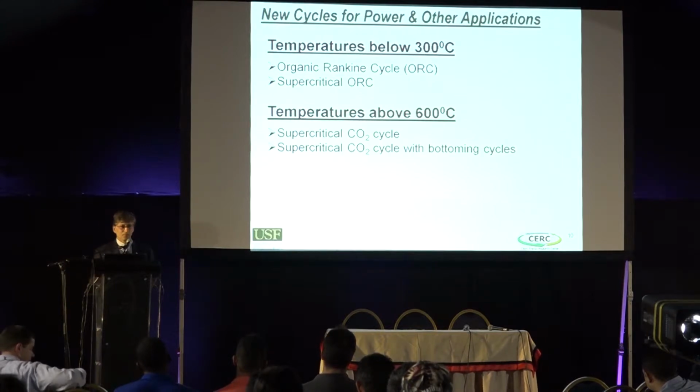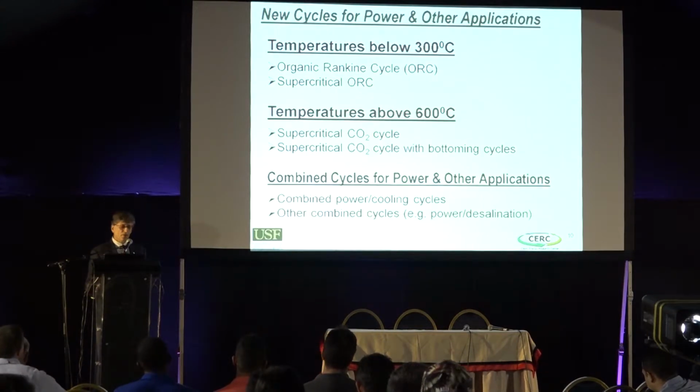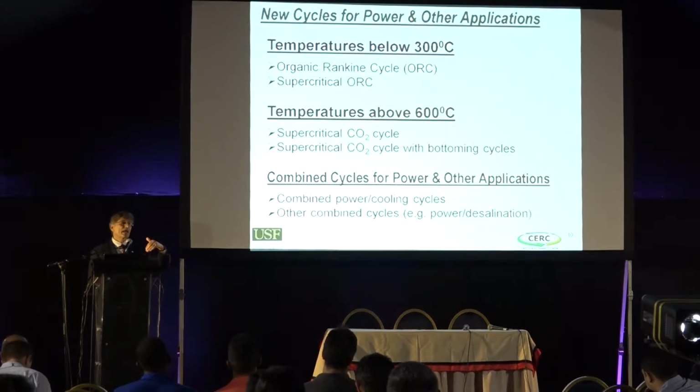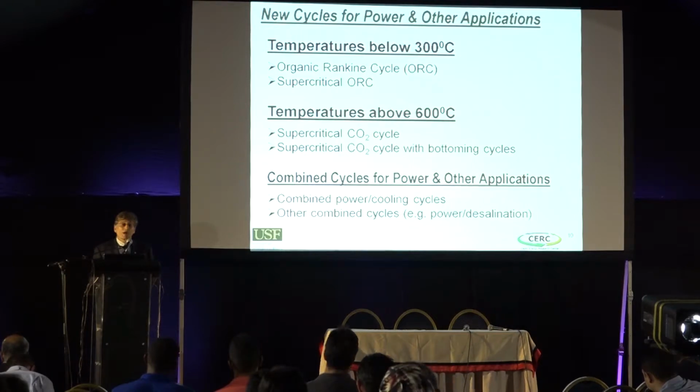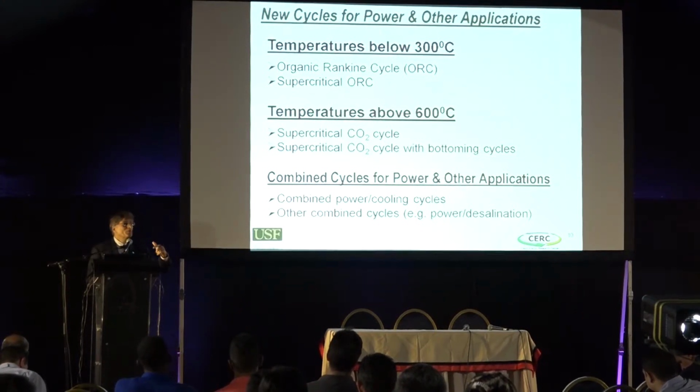with bottoming cycles. And another area for development of thermodynamic cycles which give us as high an efficiency as we can get is what's called the combined cycles, where power is one output, but you could get more than one output out of that. For example, in areas that require water, and they don't have water, but they have seawater. So you could combine the power cycle and the desalination cycle, and therefore the efficiency you get is not just the power production, but also production of water.